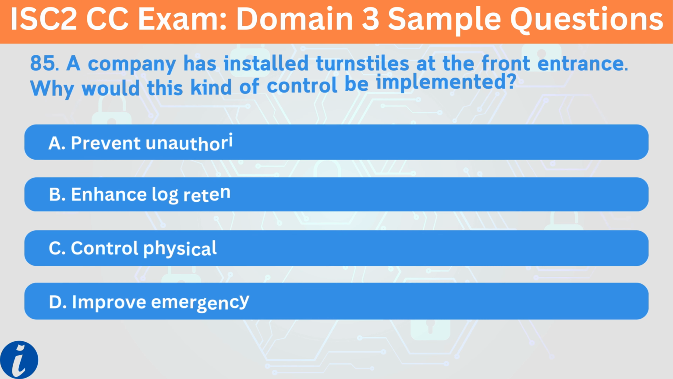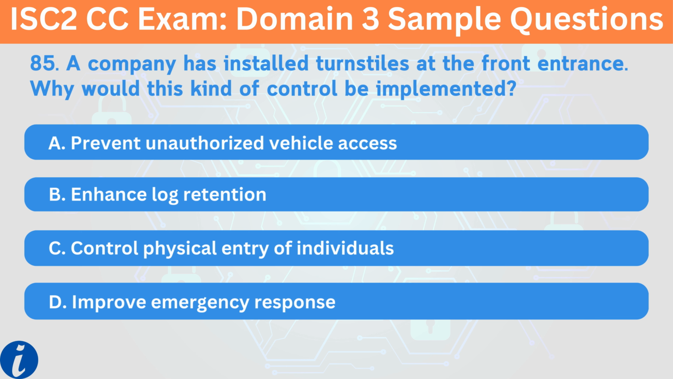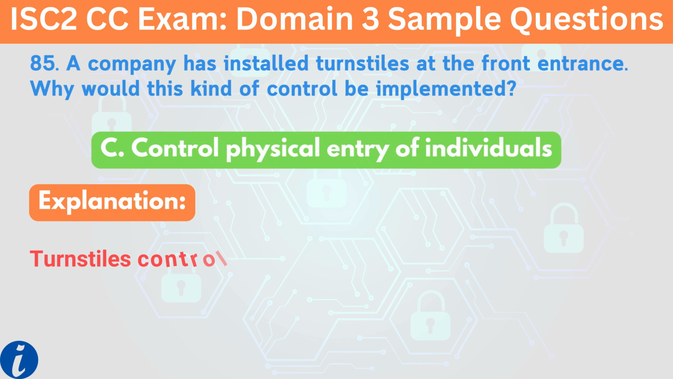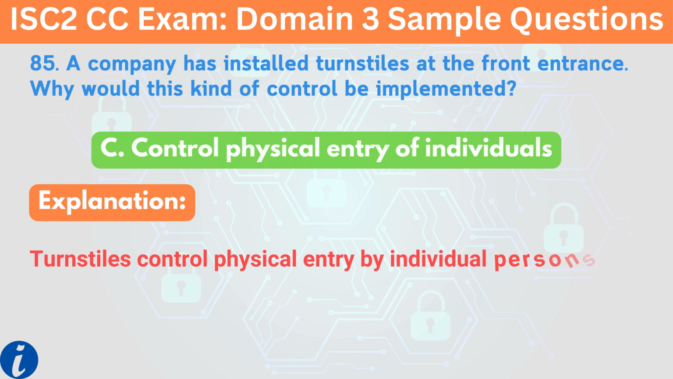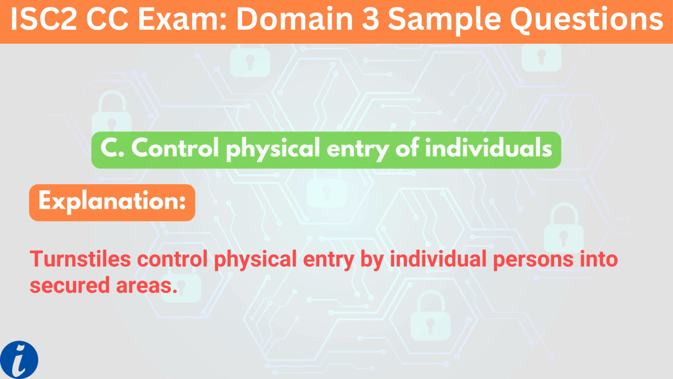85. A company has installed turnstiles at the front entrance. Why would this kind of control be implemented? A. Prevent unauthorized vehicle access. B. Enhance log retention. C. Control physical entry of individuals. D. Improve emergency response. The correct answer is C. Control physical entry of individuals. Explanation. Turnstiles control physical entry by individual persons into secured areas.